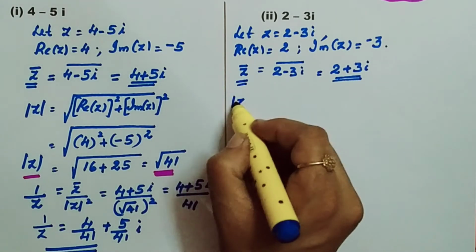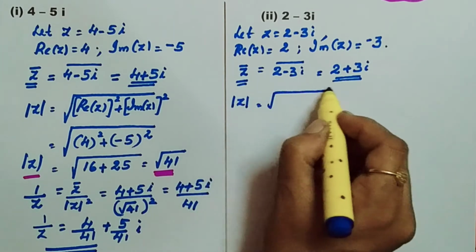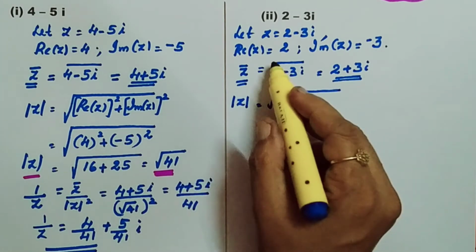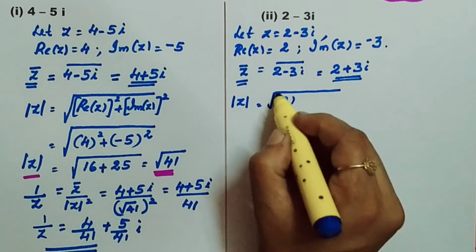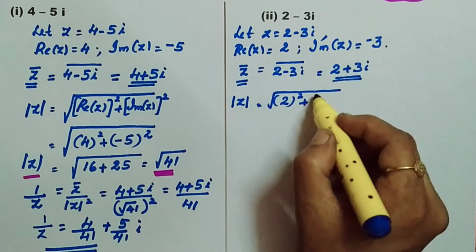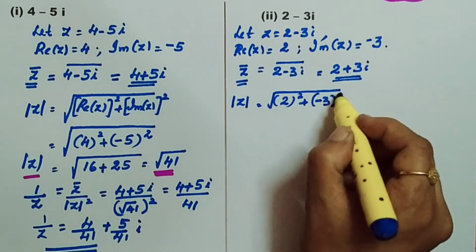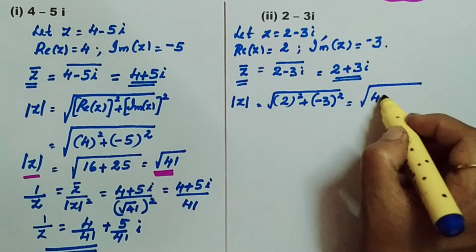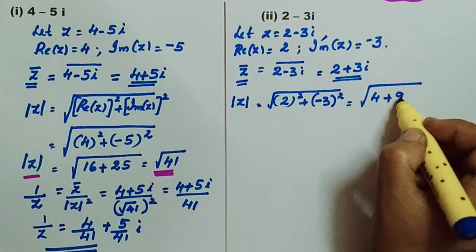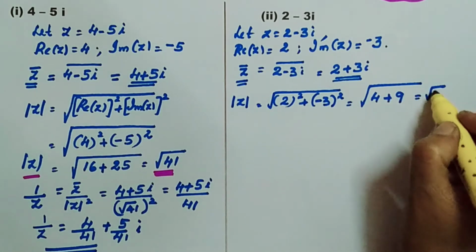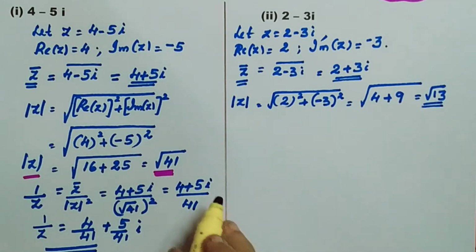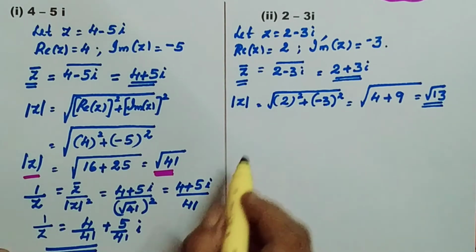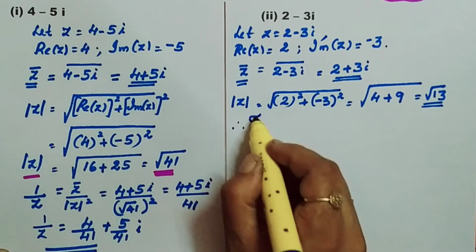Next is finding mod z, which equals the square root of the real part of z squared, that is 2 squared, plus imaginary z squared, minus 3 the whole square. That equals root of 4 plus 9, which is root 13. This is mod z. Now I am going to find the multiplicative inverse.